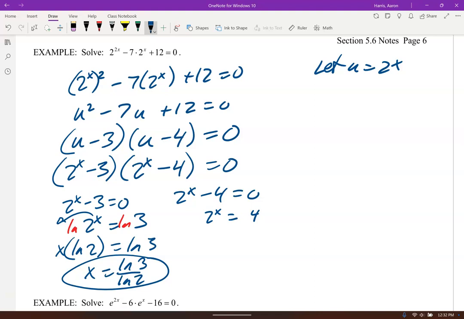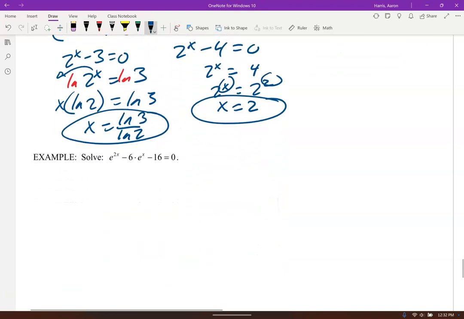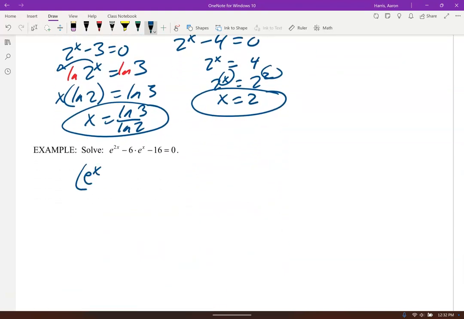That'll work for you. Add 4 over here. So I have 2 to the x equals 4. In other words, 2 to the x equals 2 squared. So x has got to be 2. Plug that into the original. You'll see that that one will also work. Now let's do one last one here. We got e to the x squared minus 6 e to the x minus 16 equals 0.